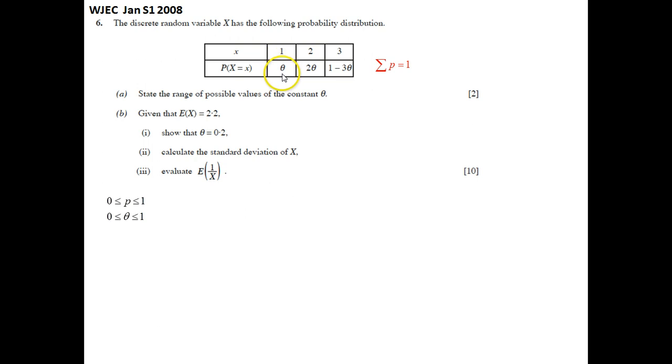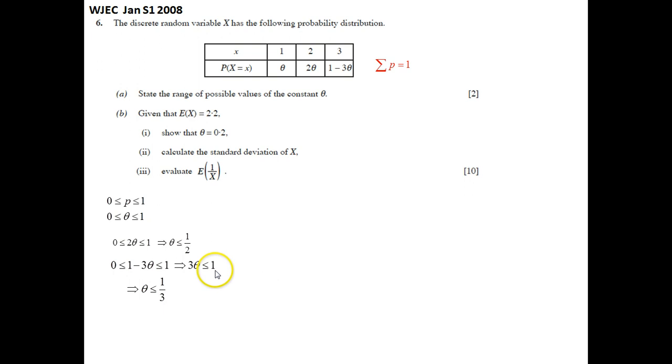But each one has to be between 0 and 1. So for the first value, theta's got to be between 0 and 1. For the second value, we have theta being less than a half. So 2 theta is less than 1, so theta will be less than a half. And for the third value, have a look at the 0 value this time. So 3 theta has to be less than 1.